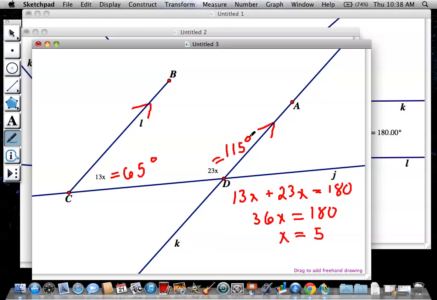So that's how you can use these theorems to figure out what the angles measure or what a variable equals. So the four things we learned today: the corresponding angles postulate, the alternate interior angles theorem, alternate exterior angles theorem and the same side interior angles theorem.